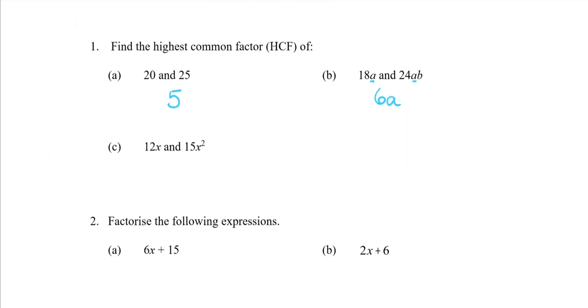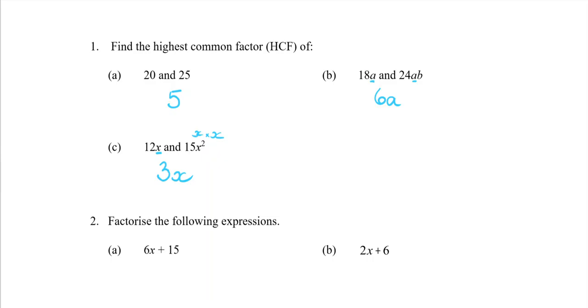In part C, we have 12 and 15 as our numbers. So looking for factors of 12, the smaller number. 12 doesn't work for 15. If we went to 6, 6 doesn't work for 15. If we went down to 3, 3 does work for both 12 and 15. So 3 is the number factor. x is in the first term and there's an x squared in the second term. Remember that x squared means x times another x. So there is one x that is in both of those terms. So 3x is our factor.